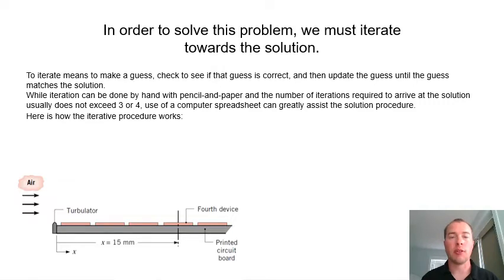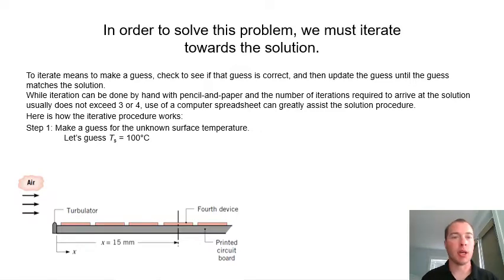Here is how the iterative procedure works. Step 1. Make a guess for the unknown surface temperature. This guess is arbitrary, but one develops an engineering sense of appropriate guesses after the solution of many problems. Let's guess 100 degrees Celsius in this case. With a guess for the surface temperature, we are in a position to calculate the film temperature. We do so and see that the film temperature is 63.5 degrees Celsius or 337 Kelvin.